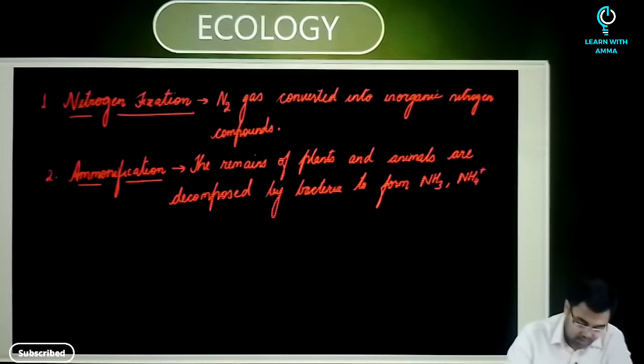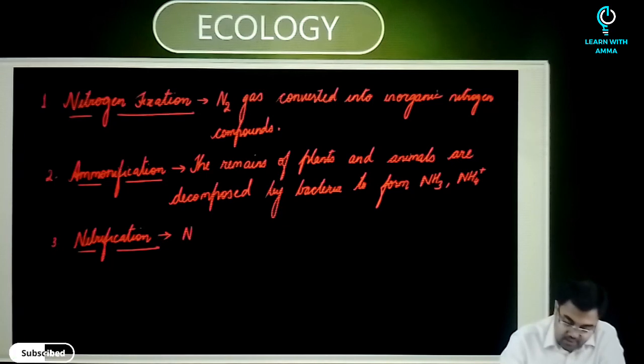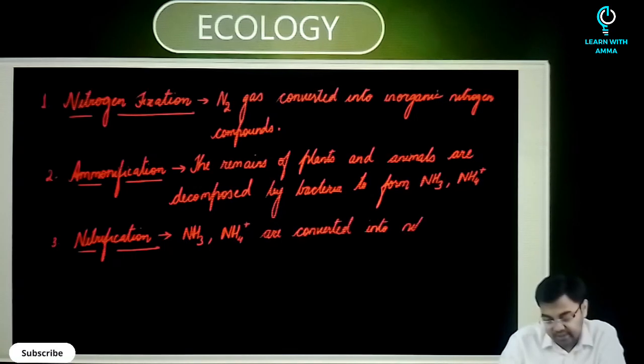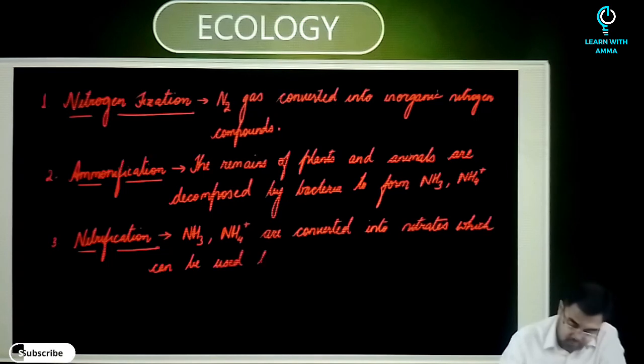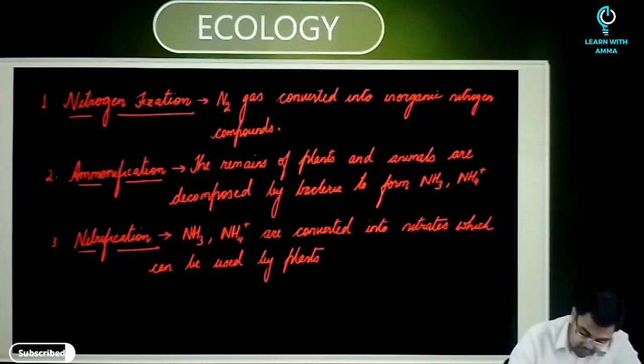Then the third process that we have is nitrification. So what happens in nitrification? In this process, ammonia and ammonium ions are converted into nitrates which can be used by plants. So this is nitrification. And then we have the fourth process, that is denitrification.